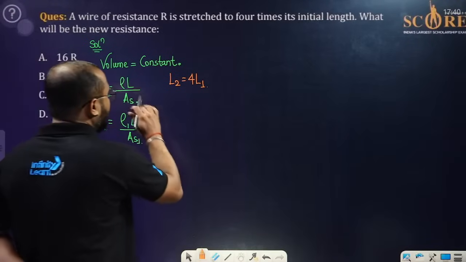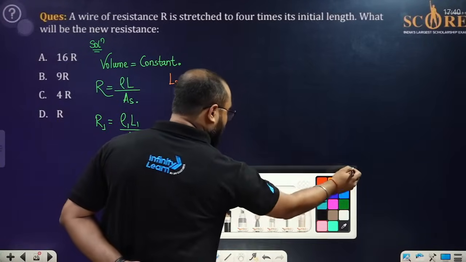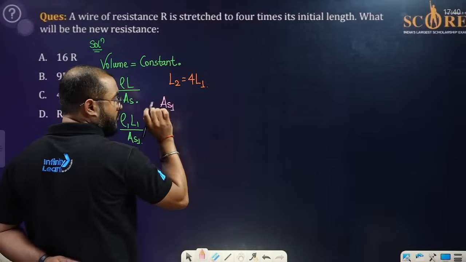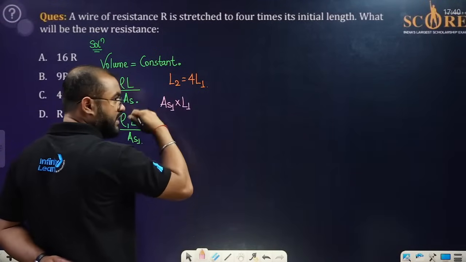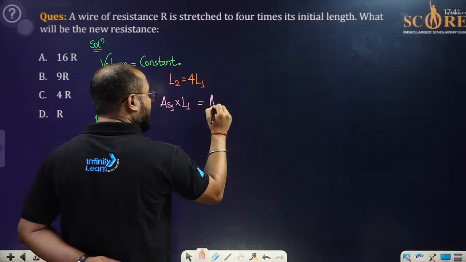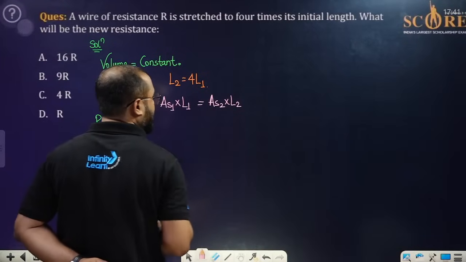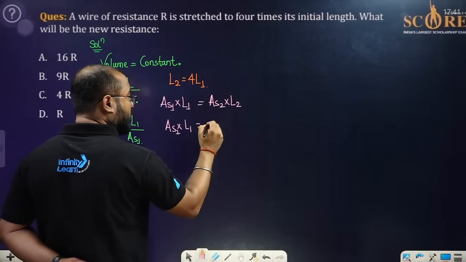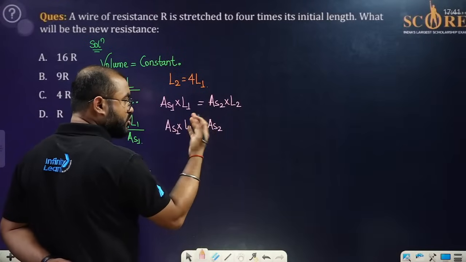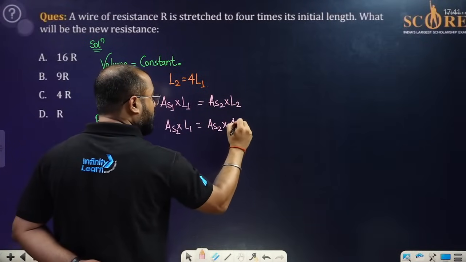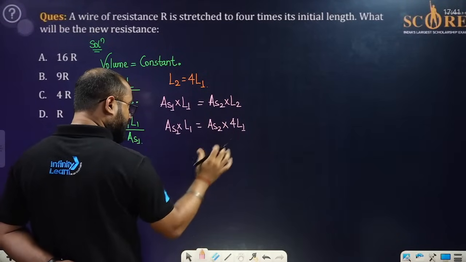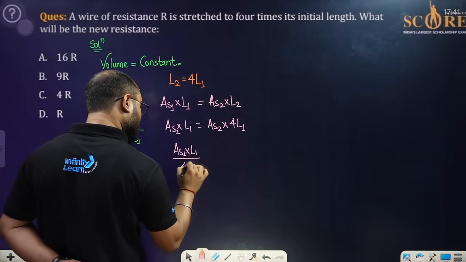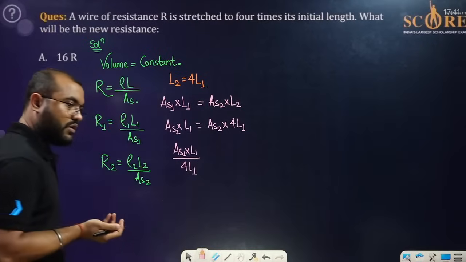When we talk about the volume, please pay attention: the area of cross section 1 multiplied by length 1, when there was no change, equals the volume, which equals area of cross section 2 multiplied by length 2. Area of cross section 2 is what we have to find, because it has changed. Multiplied by L2, which can be written as 4 times L1. So area of cross section 2 equals area of cross section 1 multiplied by length 1 divided by 4 times length 1.